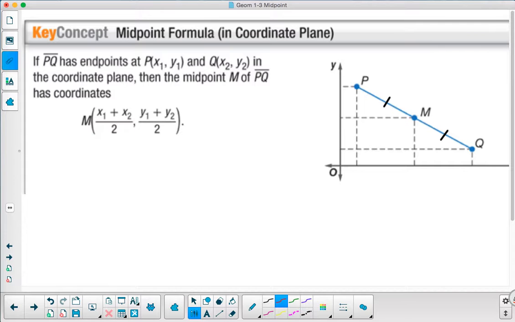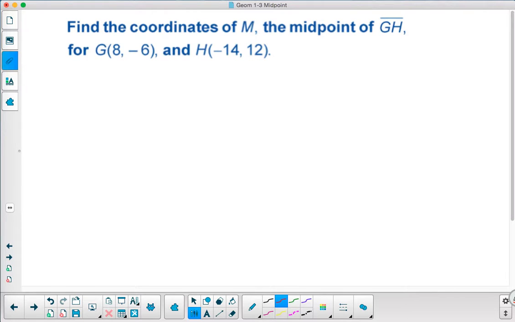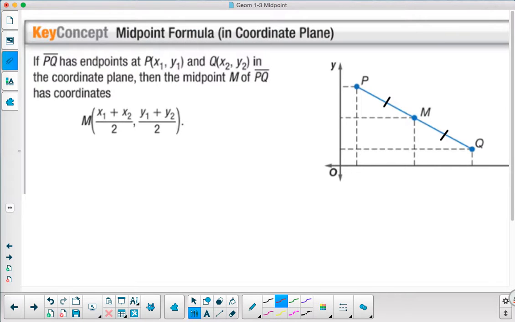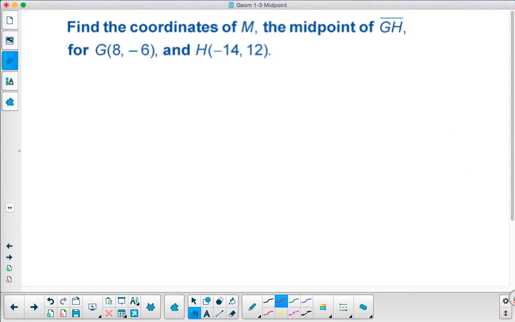All right, so practice problems. Find the coordinates of M, which is going to be the midpoint of GH. There's G and there's H. Write down that formula. You don't want to have to graph everything. So write the formula. Let's use G as x1, y1, the x and the y from the first point, and H is the x and the y from the second point. All right, plug into that midpoint formula and let's see what your coordinates are. What location is the midpoint?